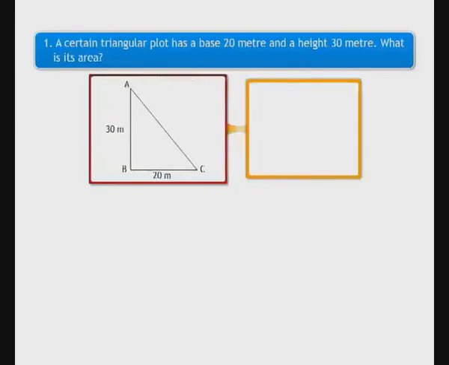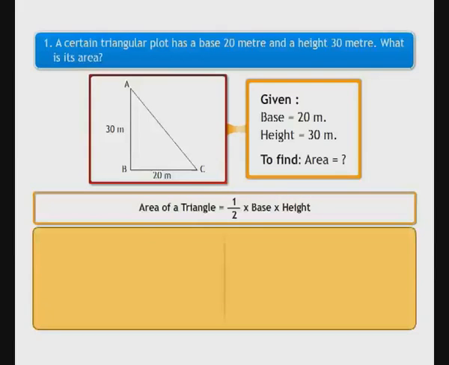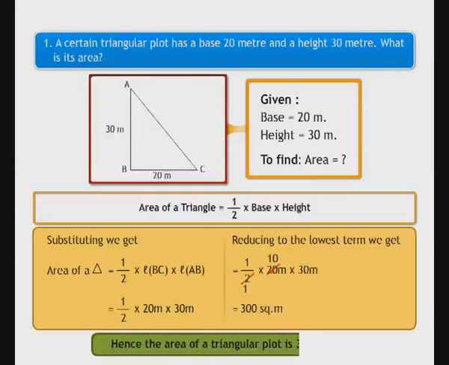By substituting, we get area of a triangle is equal to 1 upon 2 into length BC into length AB, which is equal to 1 upon 2 into 18.2 centimeter into 7.5 centimeter. Reducing to the lowest term, we get 1 into 9.1 centimeter into 7.5 centimeter, which is equal to 68.25 square centimeter. Therefore, the area of the triangle ABC is 68.25 square centimeter. We shall now try to find the area of a right-angled triangle.